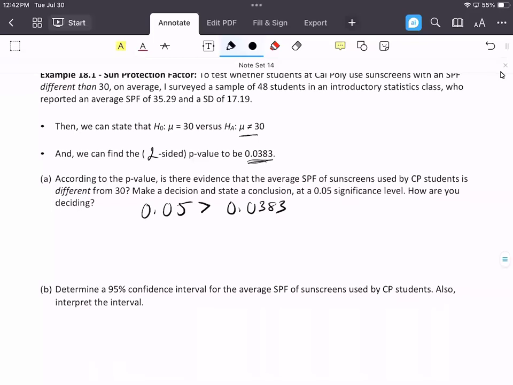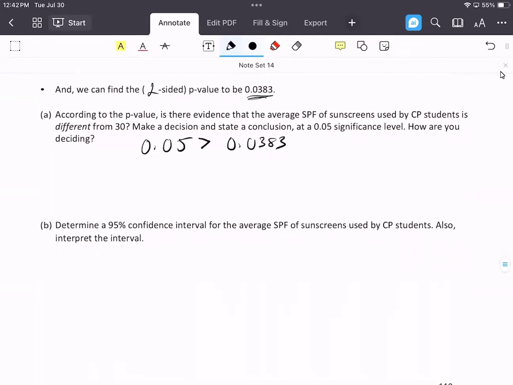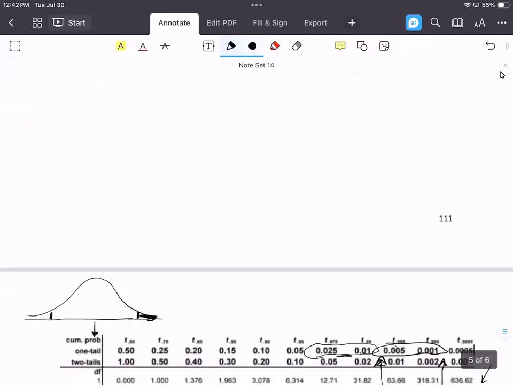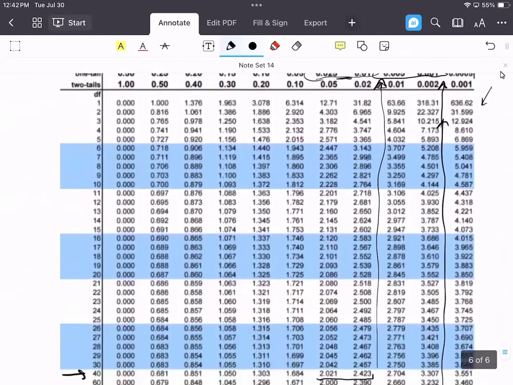Determine a 95% confidence interval for the average SPF of sunscreen used by Cal Poly students, and interpret the interval. Now, once again, we're going to start with the statistic, which in this case is x bar, plus or minus. Now we're going to need a t star. I'm going to leave some space for that. How do I get that t star? Well, I know my degrees of freedom in this case are 47. So if we're going down here, degrees of freedom 47, I'm going to go to 40.